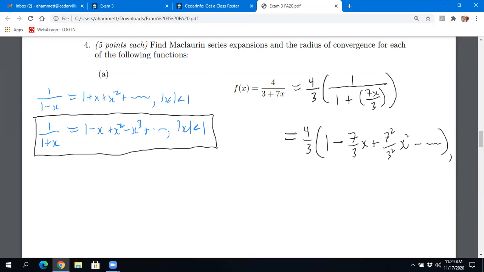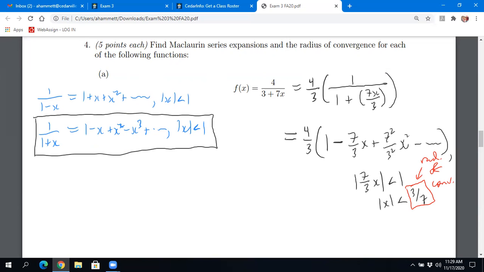And where is this good for? Where is this good to go? Before it was x in absolute value less than 1, but what's playing the role of x? 7/3 x. Right, so this is going to be 7 over 3 x less than 1, which means x in absolute value is less than 3/7. That, my friends, is the radius of convergence.